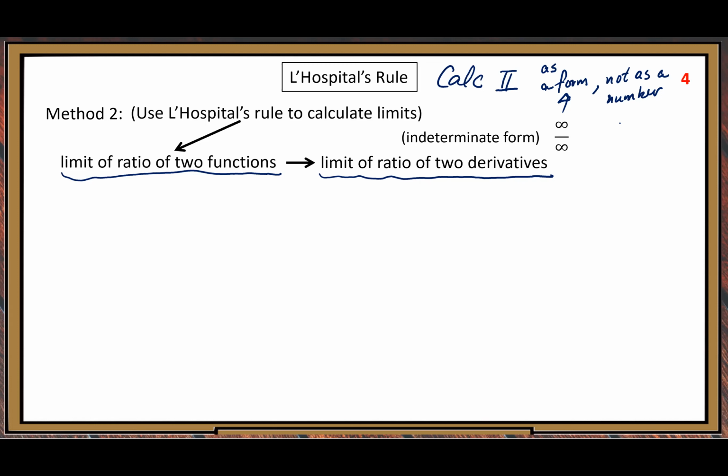Another possibility is 0 over 0. Still, we treat it as a form, not a number. If you try to understand 0 over 0 the number way, it does not make sense. It does not exist. There is no such number. But if we understand it as a form, it makes sense. That means the numerator function approaches 0 when n approaches a certain number.